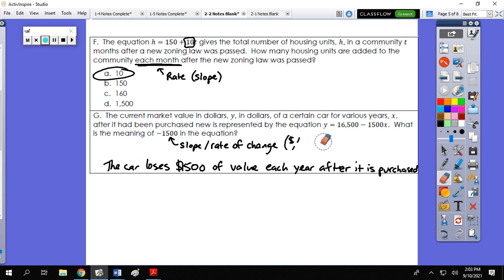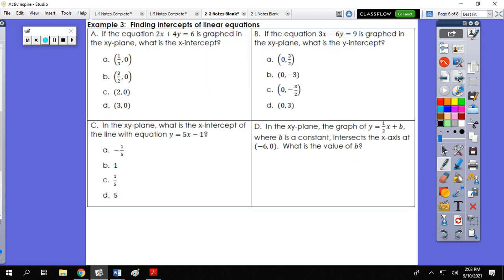Each year. That rate is in dollars per year. Sorry about that. Okay, example 3 takes us to find the intercepts. So what we're going to do is find either the x or the y-intercept or both. When they ask us what is the x-intercept, that is saying let y equal 0, or cover up the y term.